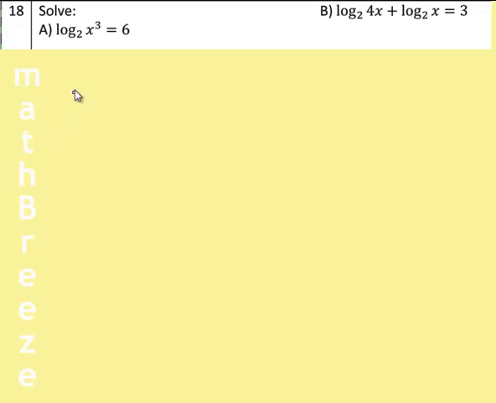In 18a, we have a log equation. So let's use the log property where we bring down that exponent in front. So let's do that. So let's say we have 3 log base 2 of x equals 6. Divide both sides by 3, and we have log base 2 of x is equal to 2.